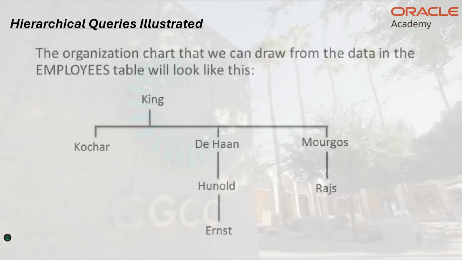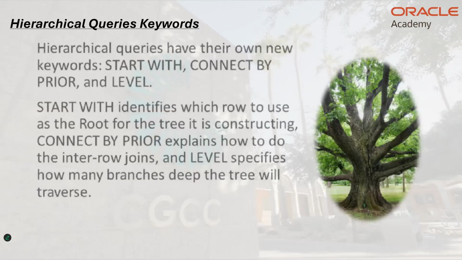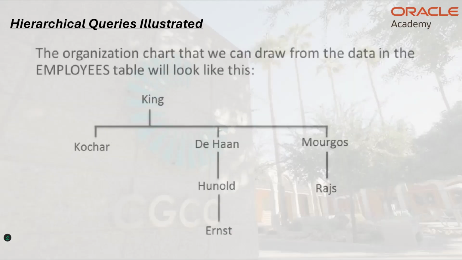Now that's nice and clean, but we can use SQL to do this. There are keywords that you need to use with a hierarchical query: START WITH, CONNECT BY, PRIOR, and LEVEL. START WITH identifies which row to use as the root for the tree, basically the top, but root, yeah, it gets a little confusing.